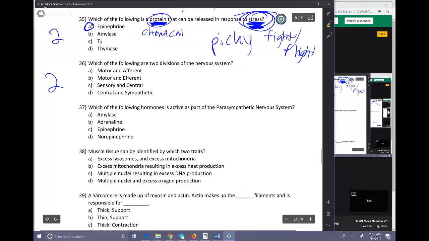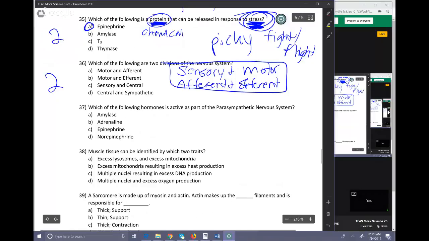36 is from Anatomy 2 as well. Which of the following are two divisions of the nervous system? I put this one in here to make sure that you get review about something. There are 3 possible things that are going on in these answer choices. There are sensory and motor divisions, and that's an easy one to forget about. Another way of saying sensory and motor divisions is afferent and efferent divisions. That is literally the same thing as saying sensory and motor.